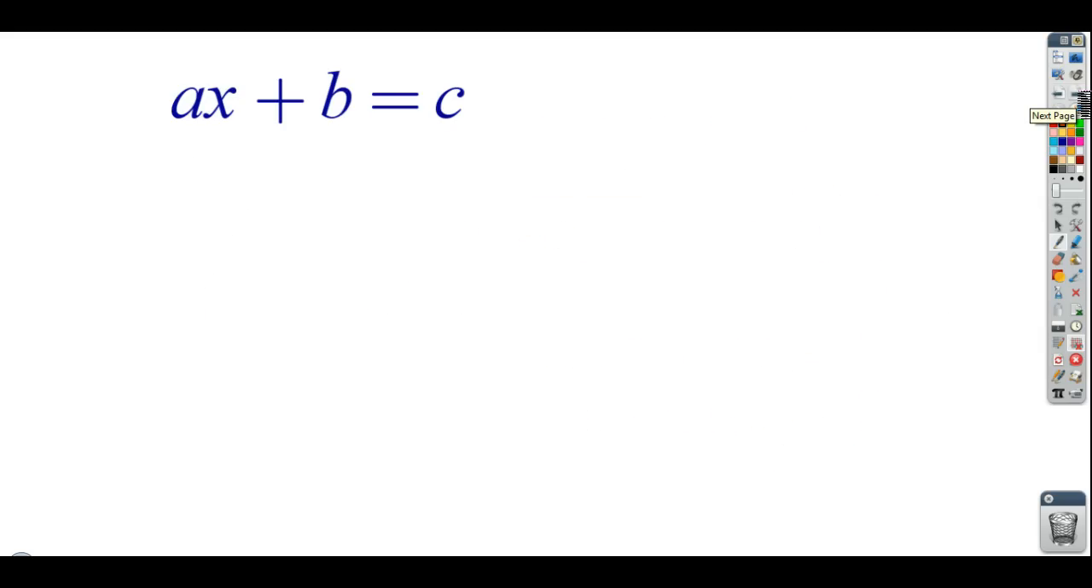Here's just a generic formula. AX plus B is equal to C. Let's go ahead and solve this for X. Well, let's see. What are we doing to X here? If I've got X and I'm multiplying it by some number A, and then I'm adding some number B, and I end up with some number C.